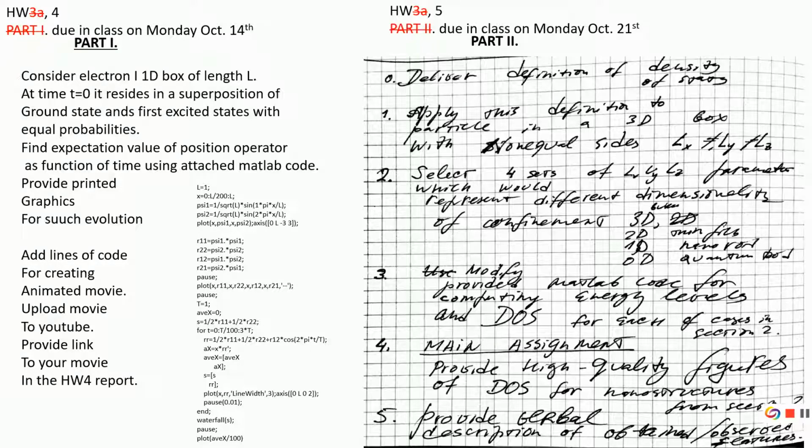So no problems with the homework. You already submitted the videos and you can just copy paste a couple of images into whatever, Word or PowerPoint. Can you read number 2? What does it say? But this is not for the coming Monday. You torture me. I cannot read my own handwriting. Select 4 sets of Lx, Ly, Lz parameters which would represent different dimensionality of confinement: 3D, 2D, 1D, 0D. We didn't cover this yet in class, but just giving you a heads up.